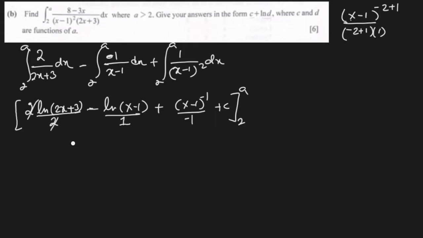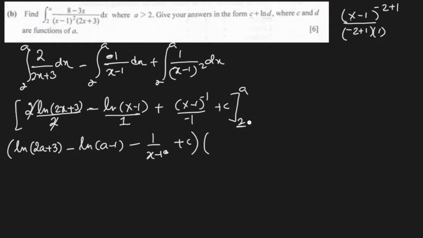Here 2 and 2 cancel. Let's substitute a first. So ln(2a plus 3) minus ln(a minus 1) plus, because of this minus exponent I will write 1 over, and oh sorry, it is not plus, because of this minus it will become minus 1 over x minus 1, okay, plus c.